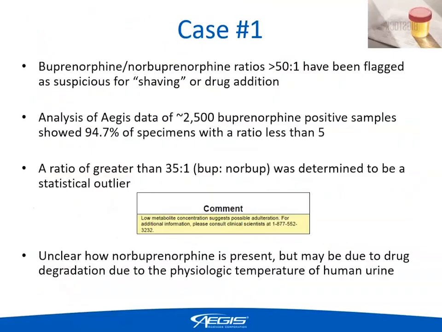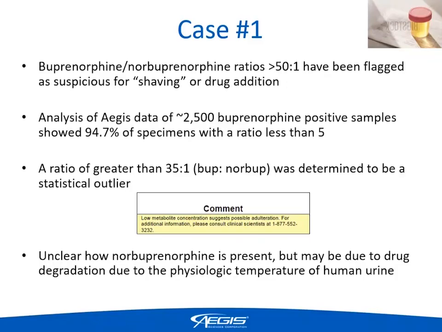What has been demonstrated in the literature, and from people confessing to adding drug into their sample, is that when the ratio of buprenorphine to norbuprenorphine is more than 50 to 1, it's very, very suspicious for having drug added into the sample cup. Some people call it shaving. Some people will submerge, for example, Suboxone films or tablets directly into their urine cup after they've given the sample.